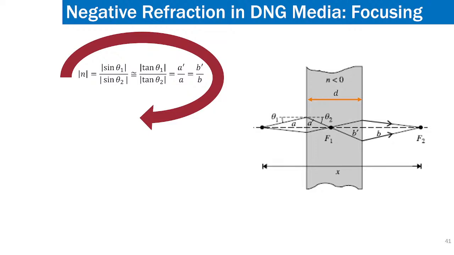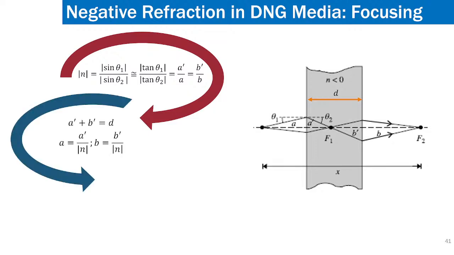Now we know n, the refractive index, is sine theta 1 by sine theta 2. Sine theta 1 by sine theta 2 is approximately equal to tan theta 1 by tan theta 2 when theta 1 and theta 2 are small. Tan theta 1 by tan theta 2 we can easily find to be A dash by A, or B dash by B. So n is equal to A dash by A, which is also B dash by B. Now look at the figure. From this you can say A dash plus B dash is equal to D.